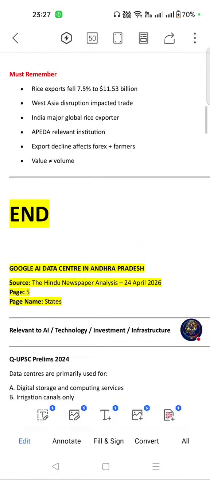Next, must remember points here are: rice exports fell by 7.5% to $11.53 billion. West Asia disruption impacted trade. India is a major global rice exporter. APEDA is the relevant institution. Export decline affects forex and farmers. Value is not equal to volume.